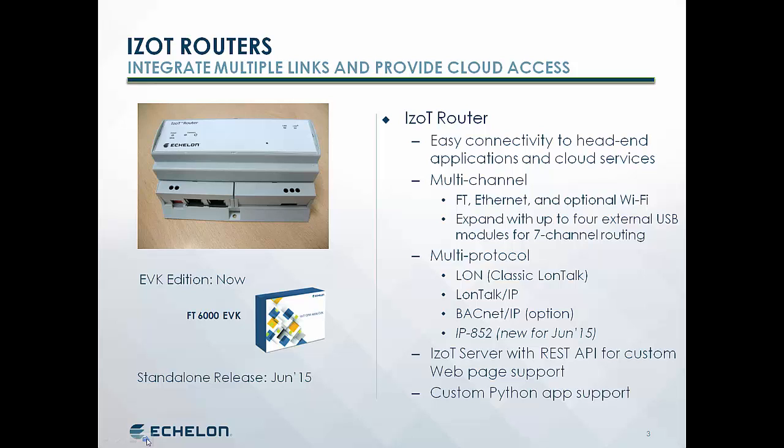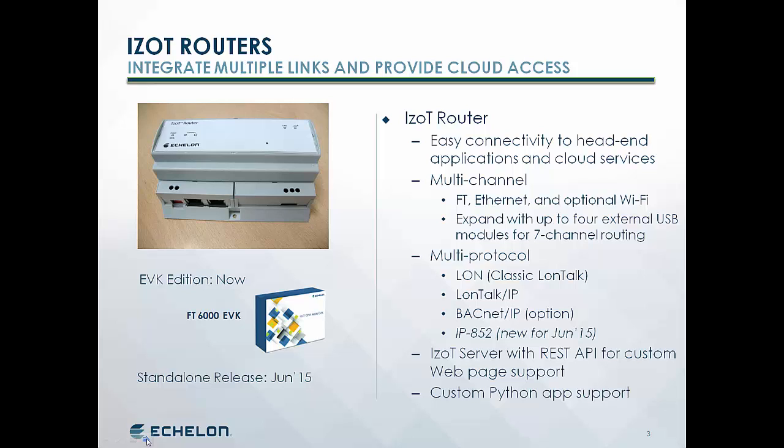IzoT routers allow easy connectivity to head-end apps and cloud services. They are multi-channel, natively supporting free topology, Ethernet, and optional Wi-Fi, and can be expanded with up to 4 external USB modules to provide for 7-channel routing. They are multi-protocol, supporting LON, or classic LonTalk, LonTalk IP, and optionally BACnet IP, and new for June 2015, IP852, or ISO/IEC 14908 Part 4.